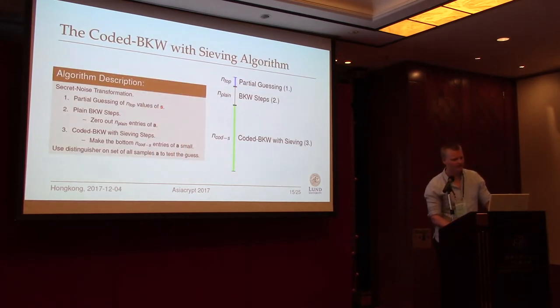So as an algorithm, coded BKW with sieving looks something like this. You begin with some partial guessing. Then you pre-process with some BKW steps, and then you do BKW with sieving steps. The algorithm is pretty flexible. You can combine plain BKW steps, coded BKW steps, and coded BKW with sieving steps in different ways to optimize the algorithm for different parameter sets.